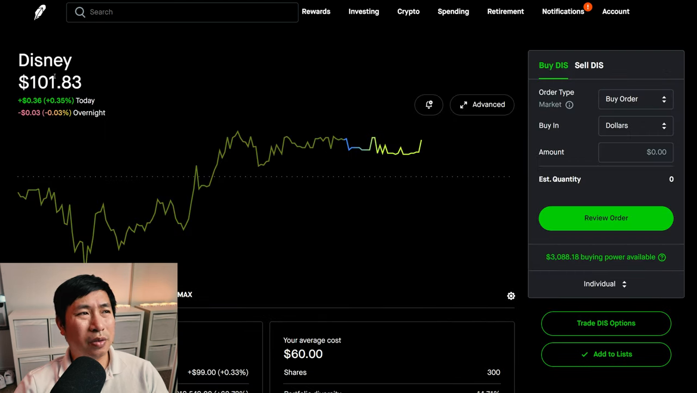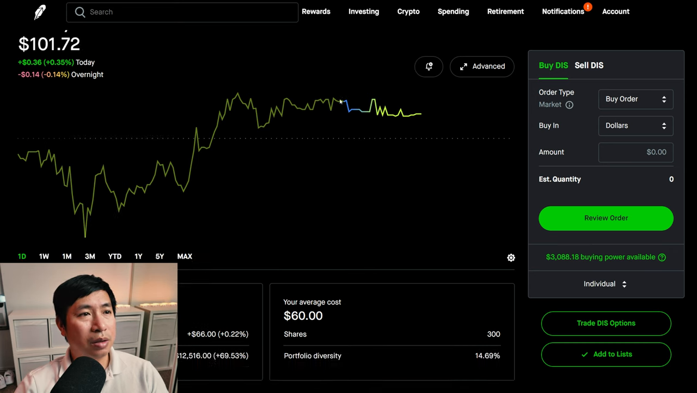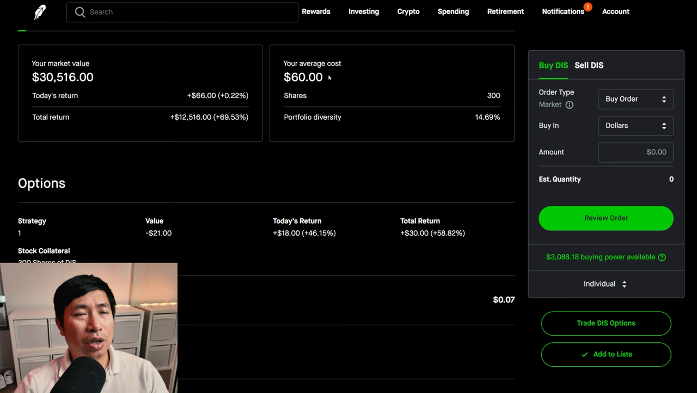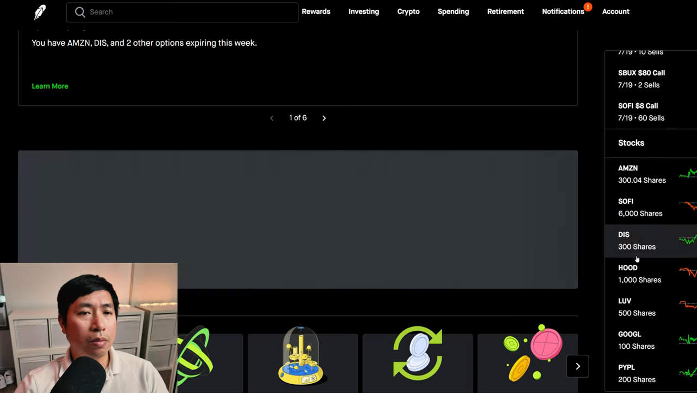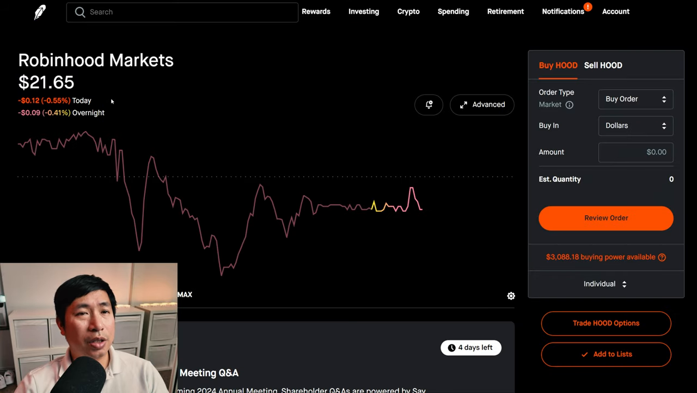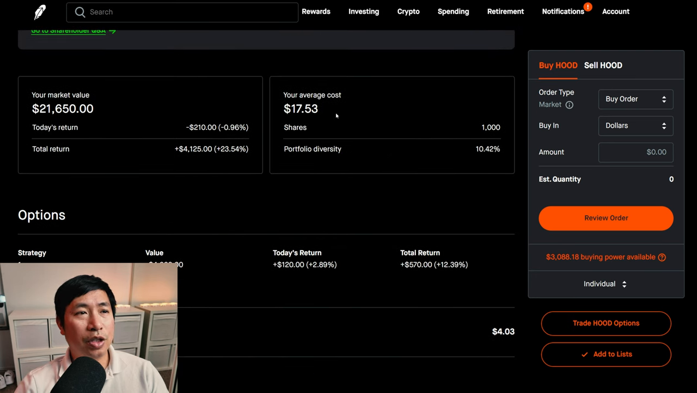I have 300 shares of Disney. Disney is at $101.72. My average cost, $60. My total return, $12,516. I have 1,000 shares of Robinhood. Robinhood is at $21.65. My average cost, $17.53. My total return, $4,125.